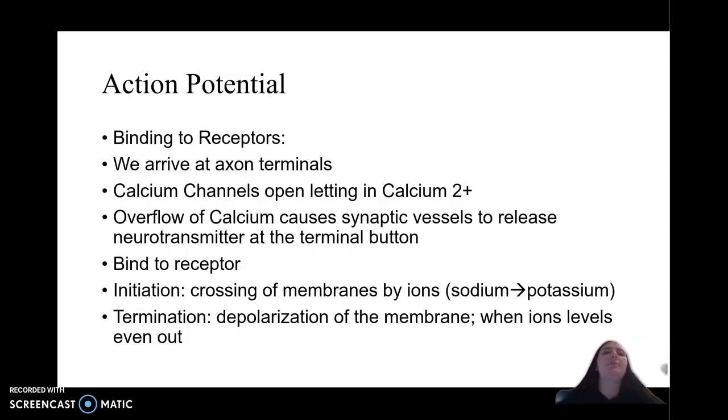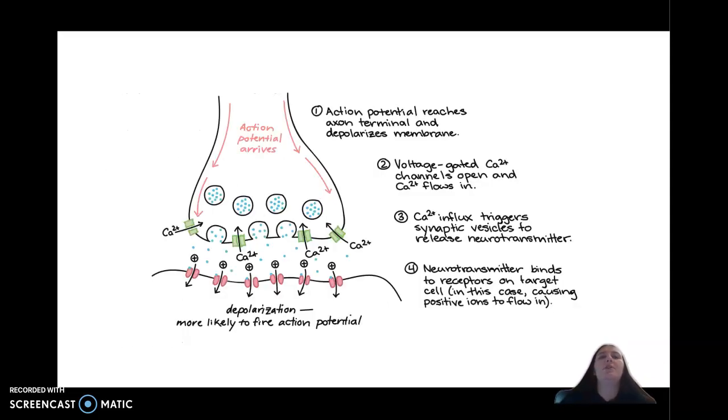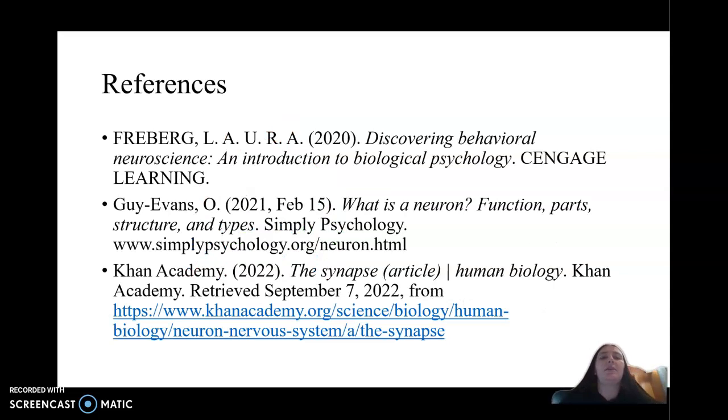Initiation is the crossing of membranes by ions, such as sodium to potassium. Termination is the depolarization of the membrane when ions level out. This image describes each step and how the neurotransmitter is bound to the receptor. And that is neurotransmission.